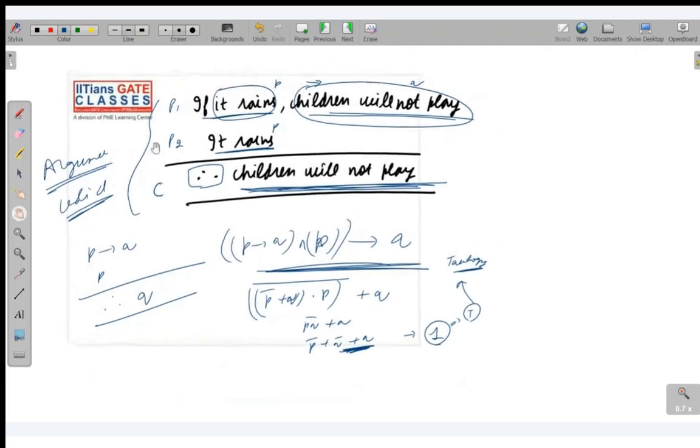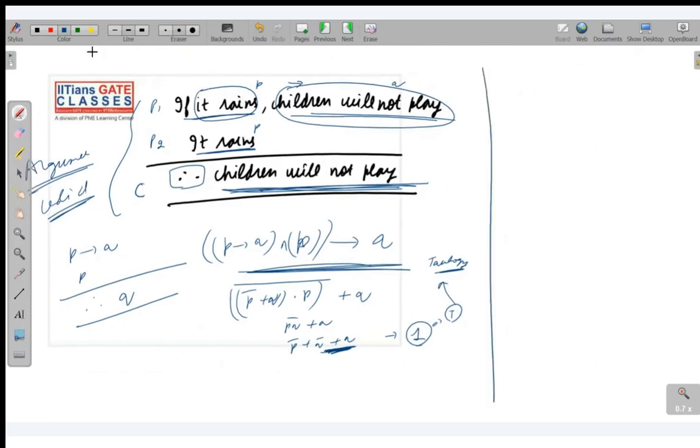So if I say, if it rains, children will not play. I am writing in shortcut: children not play. And next I say children not play. Conclusion is therefore it rains. Is it a valid argument?